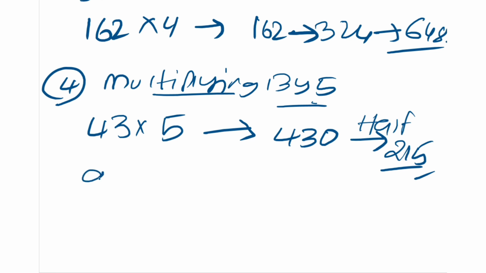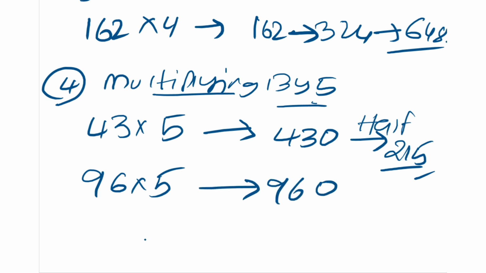So take one more example for some clarity. You are in a scenario to multiply 96 into 5. Just take the initial value 96 and add 0 after that, and half it. So 960 half is going to be 480. So this is our answer. See how easily we have multiplied any number by 5. It's going to be a super easy trick.